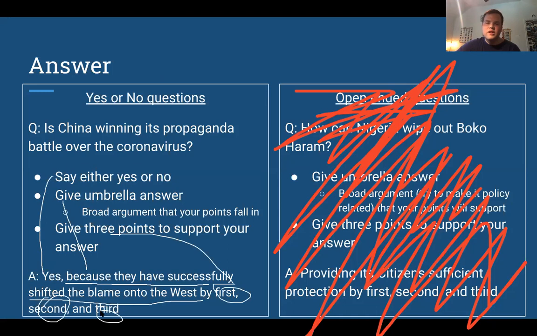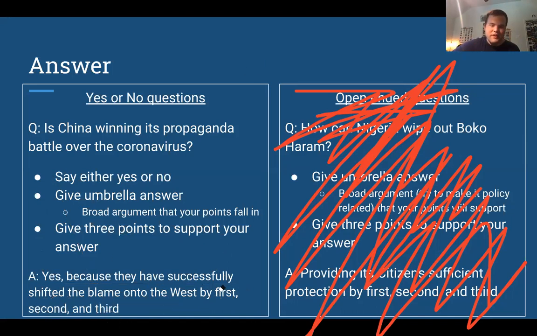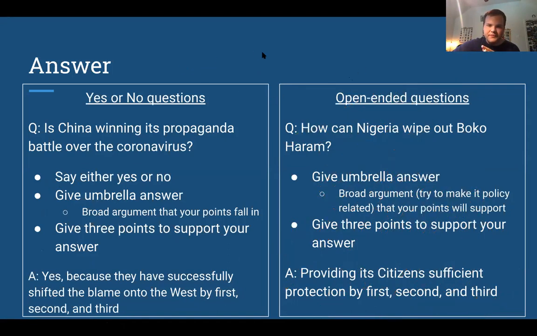So this way, the judge has a clear understanding of what you're arguing, and if they're like, okay, but I don't understand, then you're going to be like, here's literally 3 reasons why I'm right and why I'm the best speaker here. So yes or no, umbrella answer, and then 3 points. We'll do lots of practice and walk y'all through this before your first tournament. Right now it's supposed to not make sense, but eventually it will. This is just to get the ball rolling, if that makes sense.